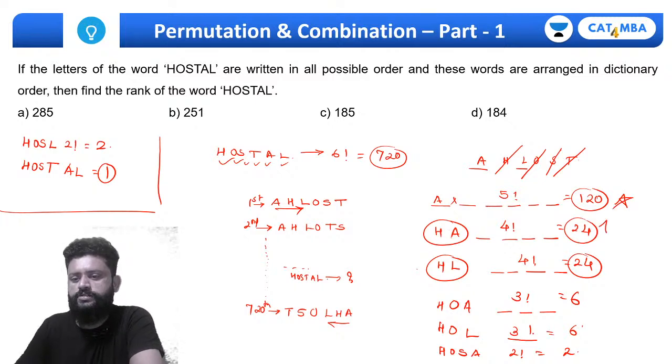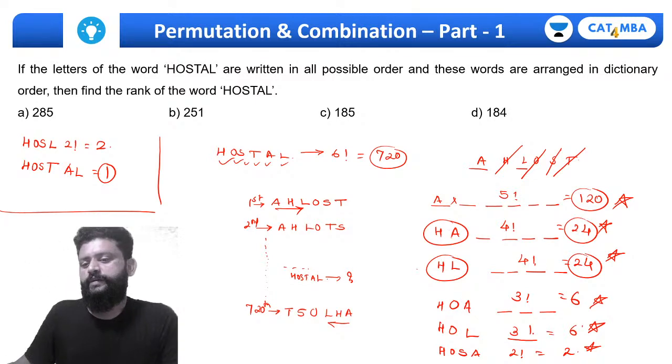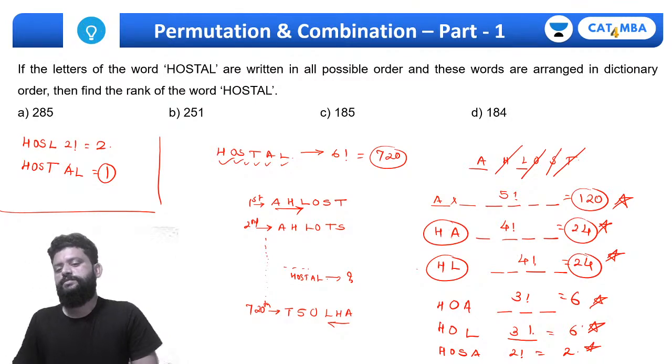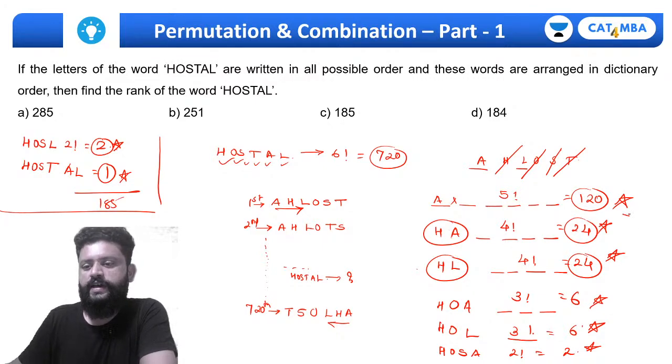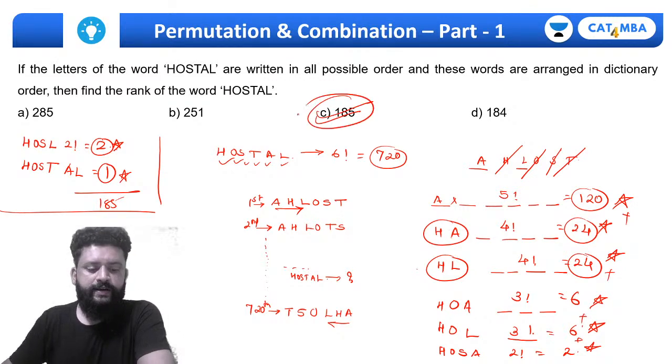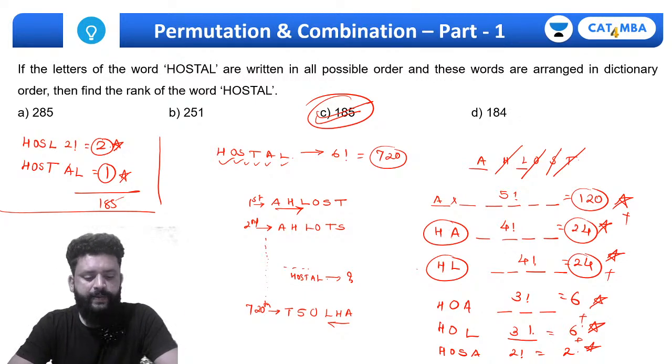So 120 plus 24 plus 24, 48, that is 50, plus 12, 62. 120 plus 50 is 170, plus 12, 182, plus 2, 184, plus 1, it has to be 185. We add all these numbers. So the answer for this question is 185. Not tough at all, a bit of a moderate level difficulty you can say, it's not that tough.